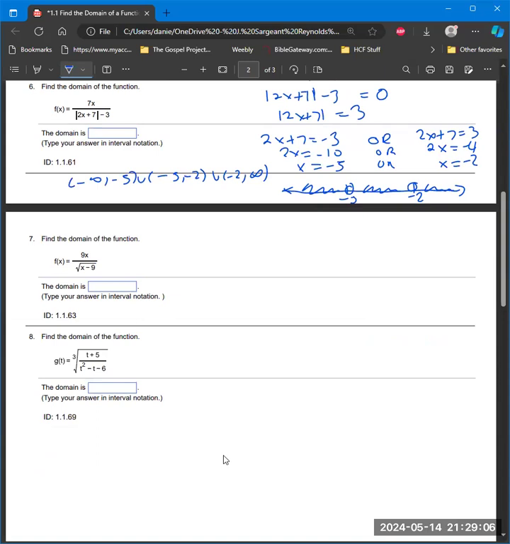Now that denominator is not allowed to be 0. So when I take x minus 9, I would normally say greater than or equal to 0 because it's inside a square root sign, but it's not allowed to be equal to 0 since it's in the denominator. So x needs to be strictly greater than 9. So my domain is going to be 9 to infinity, with 9 not included.